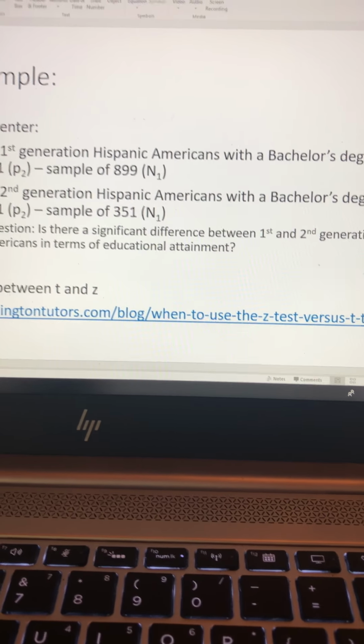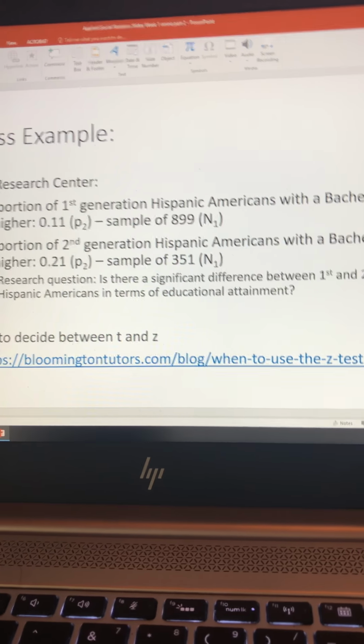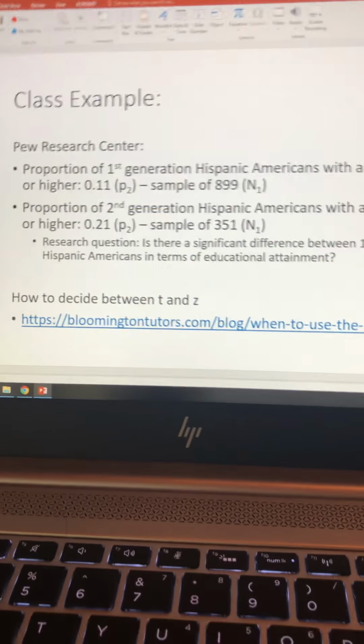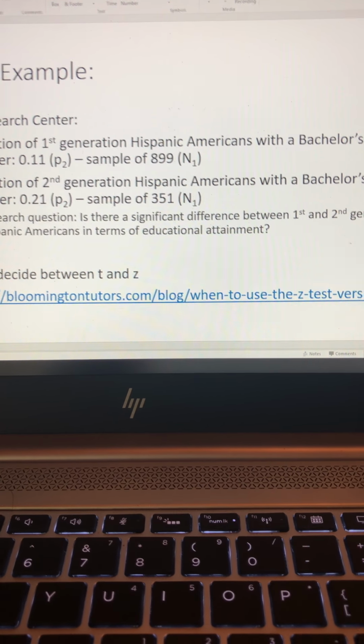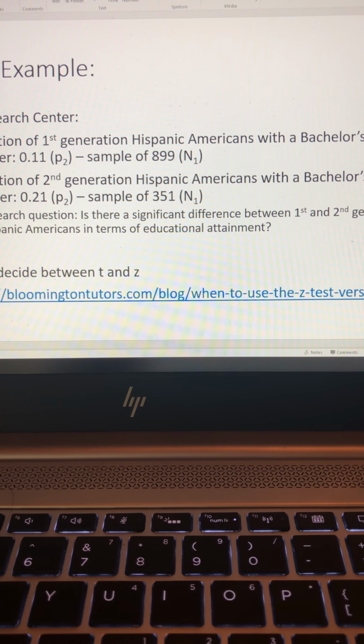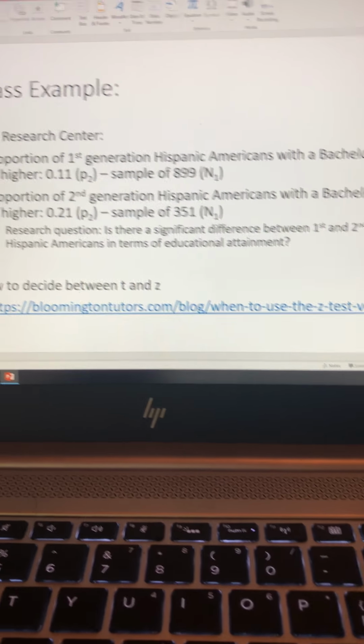So what I want to do is work this one out. I went to Pew Research Center, an independent think tank. It's a reputable data source that gives information about demographics in the United States. As you can hear, I'm already getting some more emails.